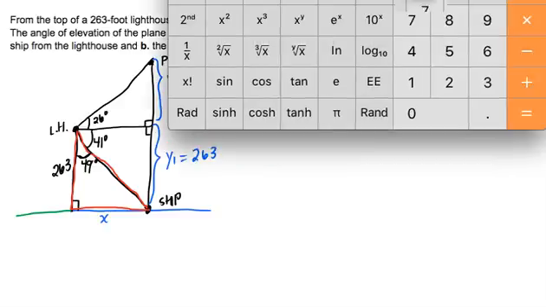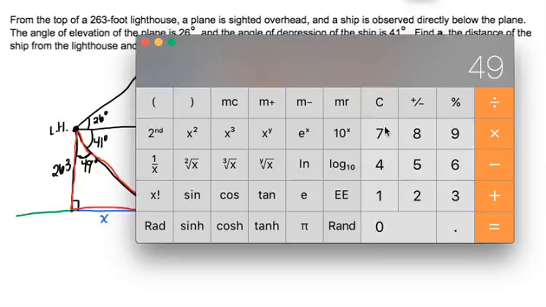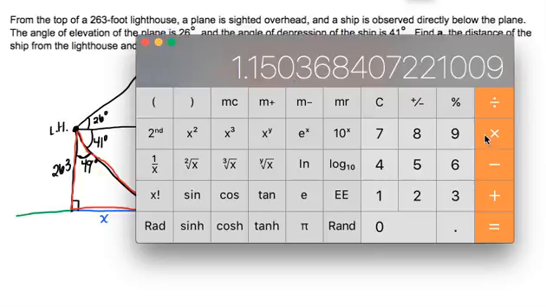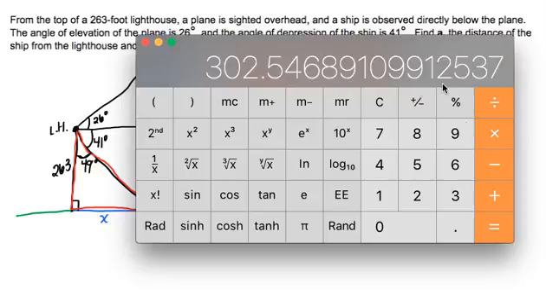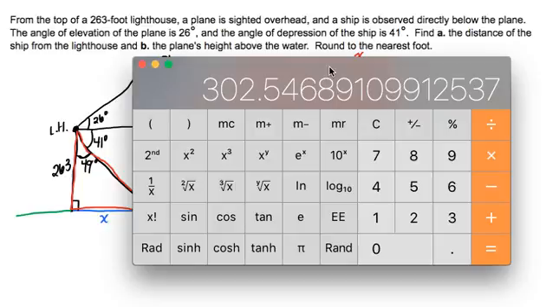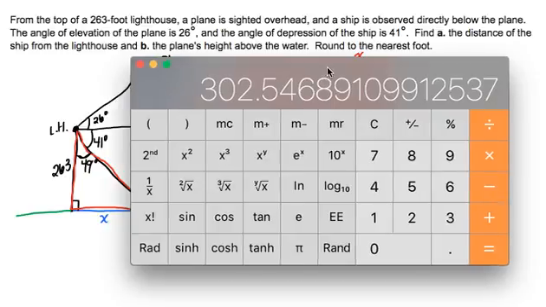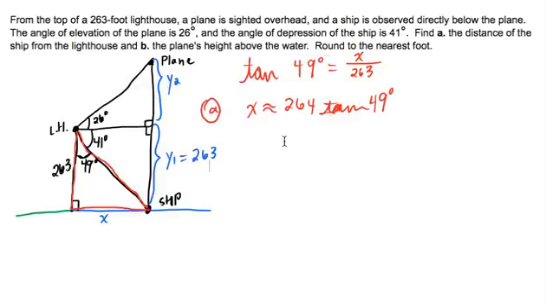263 times tangent of 49. So I'm going to do 49. This calculator is in degrees, so I'll take tangent, multiply that times 263 to get 302.5469. And that's in feet. Okay, so we can use that value right here, this is about 302.5, and I'm not going to round when I reuse the number.